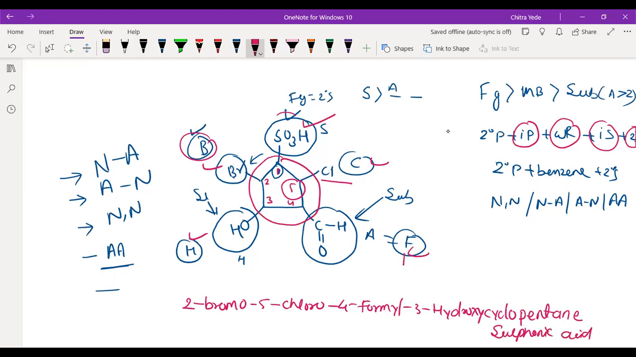Sulfonic acid. So the name will be 2-bromo-5-chloro-4-formyl-3-hydroxycyclopentane sulfonic acid. Understood, beta, everyone? Yes, sir.